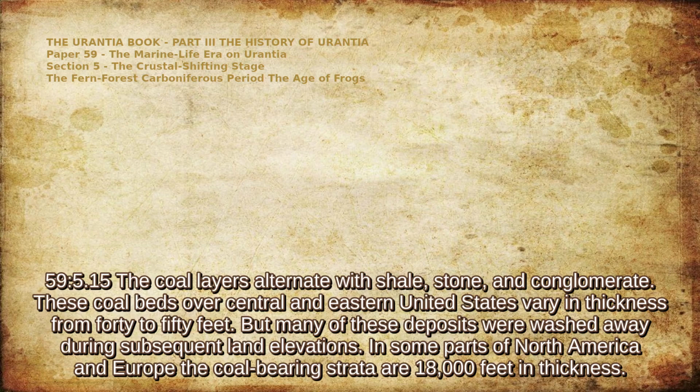The coal layers alternate with shale, stone, and conglomerate. These coal beds over central and eastern United States vary in thickness from 40 to 50 feet. But many of these deposits were washed away during subsequent land elevations. In some parts of North America and Europe, the coal-bearing strata are 18,000 feet in thickness.